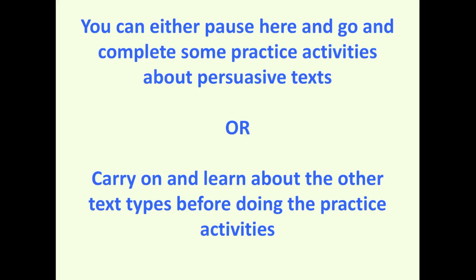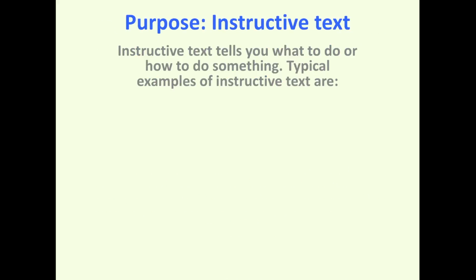You can either pause here and go and complete some practice activities about persuasive texts, or you can carry on and learn about the other text types before doing the practice activities. Our next text type is instructive text. Instructive text tells you what to do or how to do something.